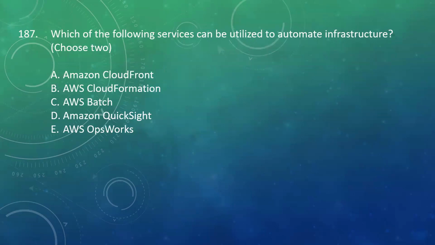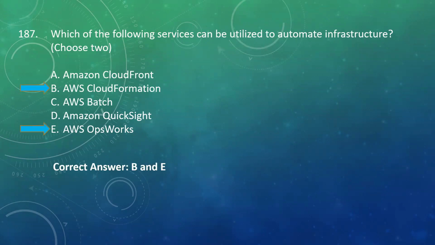Question number 187 of the series. Which of the following services can be utilized to automate infrastructure? You need to choose two options. Your options are Amazon CloudFront, AWS CloudFormation, AWS Batch, Amazon QuickSight, AWS OpsWorks. The services that can be utilized to automate infrastructure from the options provided here are AWS CloudFormation and AWS OpsWorks.